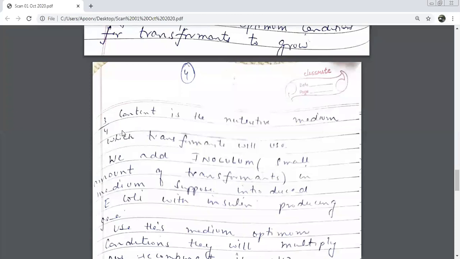Your nutritive medium, which is needed by the transformant, is filled but not more than 3/4. And then your transformant will be added as an inoculum. I discussed with you that day, inoculum, like that small spoon of curd I told you. Yes, ma'am. So the transformant is in very little amount, so we call it as what? We call it as inoculum.